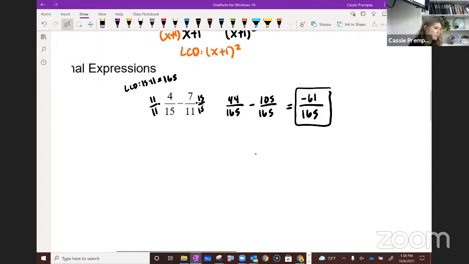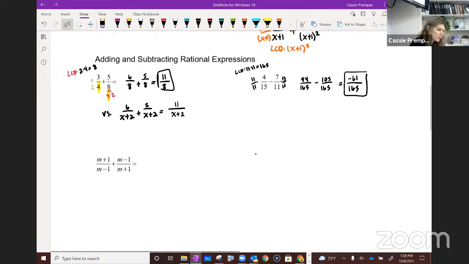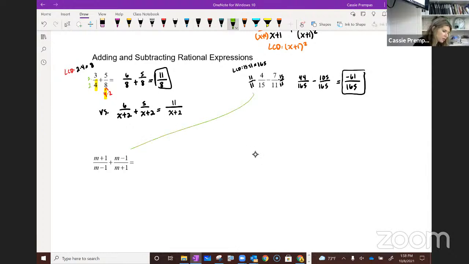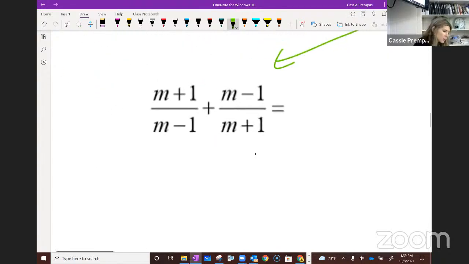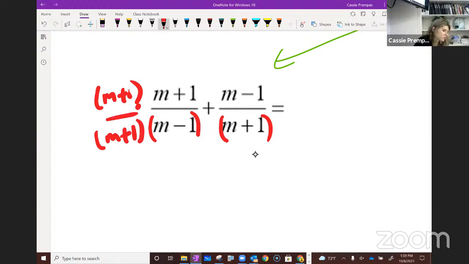All right, let's go ahead and start looking at some more examples. This one here is very similar to what you just did. Looking at this question, m minus 1 and m plus 1 are completely different. It's like you're looking at a denominator of 15 and 11. They're different. So what am I going to have to multiply this first fraction by? Good, m plus 1. If this was a multiply, then they would cancel. Awesome. And then this one I'm going to multiply by what? Good, m minus 1 over m minus 1.